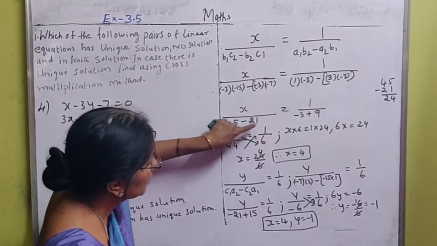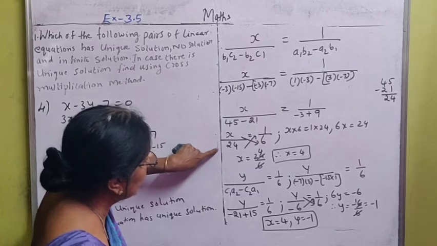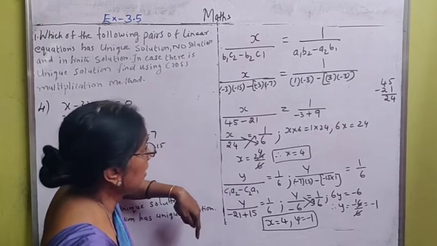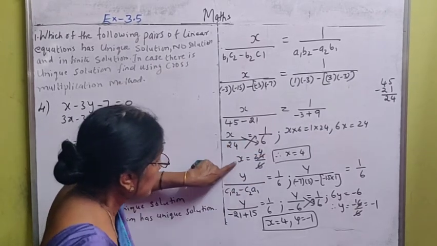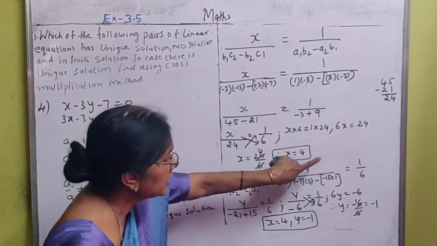X by 24 is equal to 1 by 6. Cross multiply. 6x is equal to 24. So what will we get? X is equal to 24 by 6. Therefore x is equal to 4.